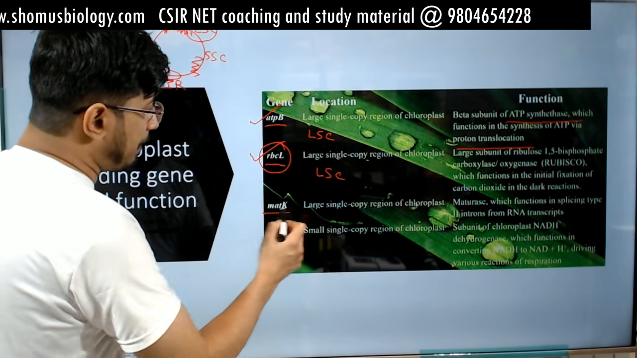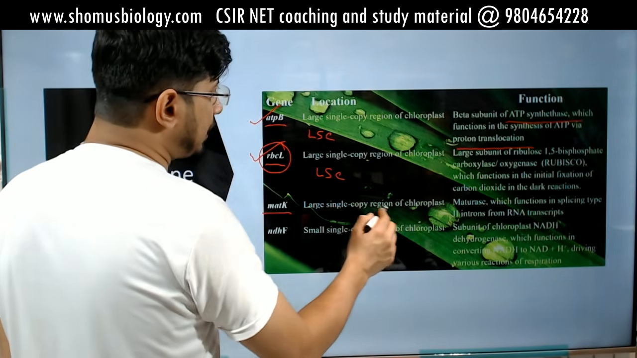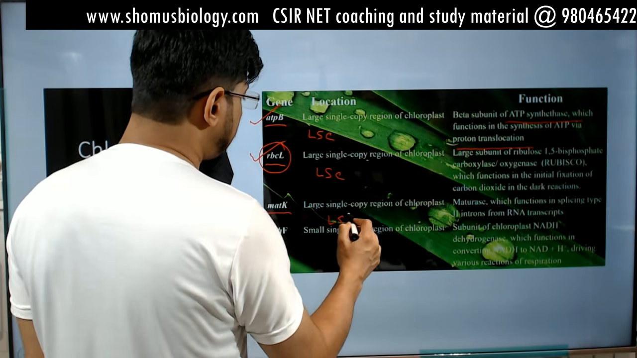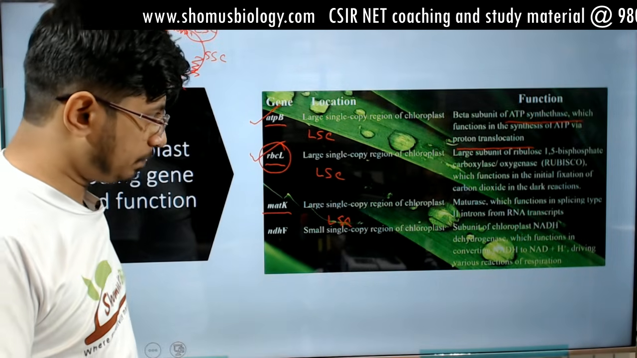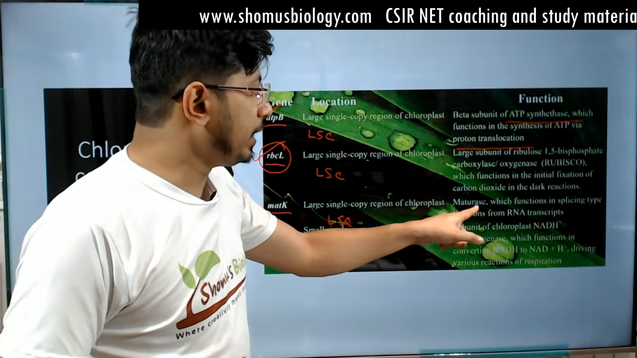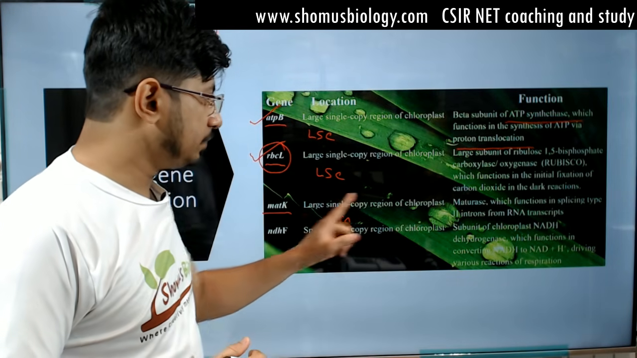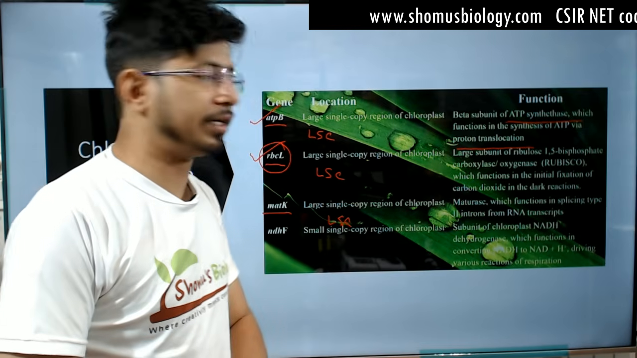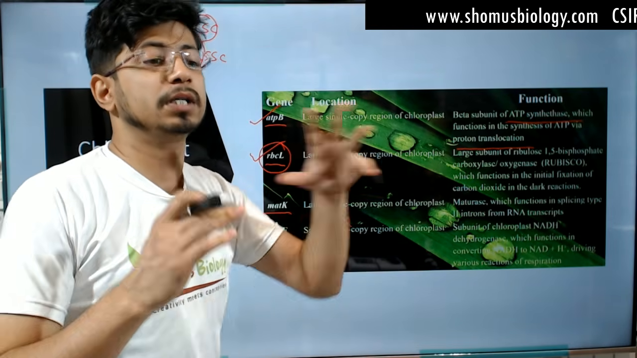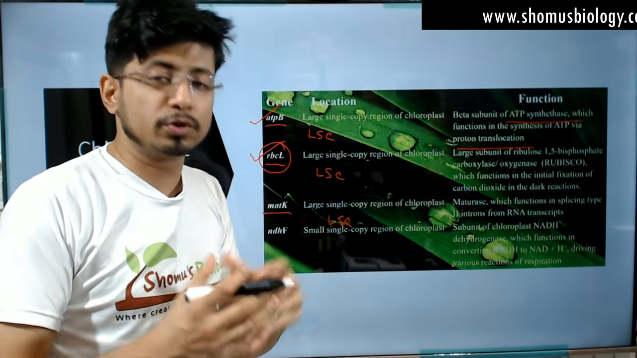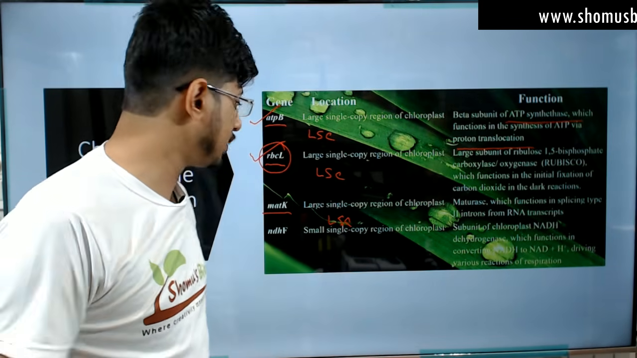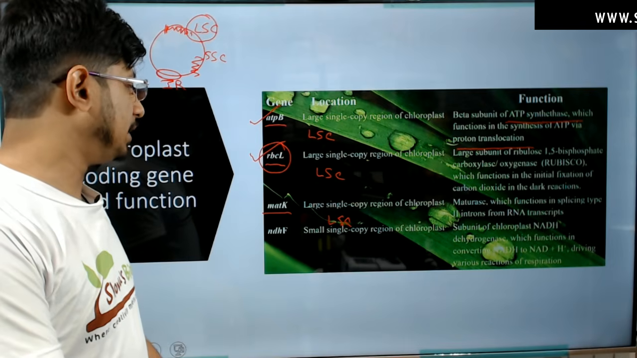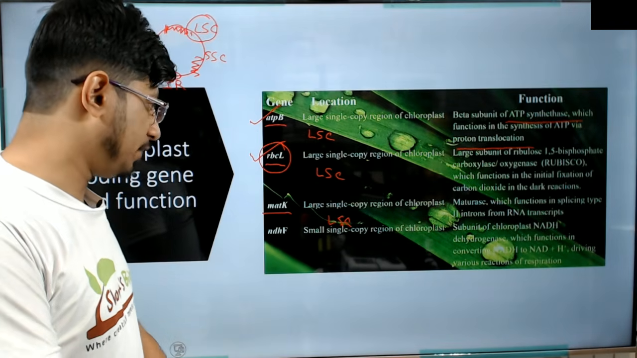Now third one is MAT-K, large single copy region. So again, LSC region is the place where MAT-K is present. Maturase enzyme is coded by this gene, which functions in splicing type 2 introns from RNA transcripts. And this is also important because in order to make mature proteins, mature enzymes which will be involved in different functions, you need this MAT-K gene. So MAT-K gene's functions are important.